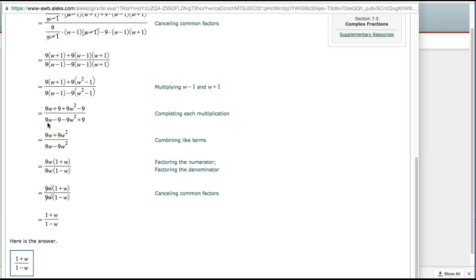Similar thing happens on the bottom. That 9 and that 9 go to 0. Then you have 9w minus 9w squared. So we're really close here. Now this is what's left. And you can see that the top has a greatest common factor of 9w. The bottom has a greatest common factor of 9w, leaving us with 9w on top to cancel with the 9w on bottom. And we have 1 plus w over 1 minus w.